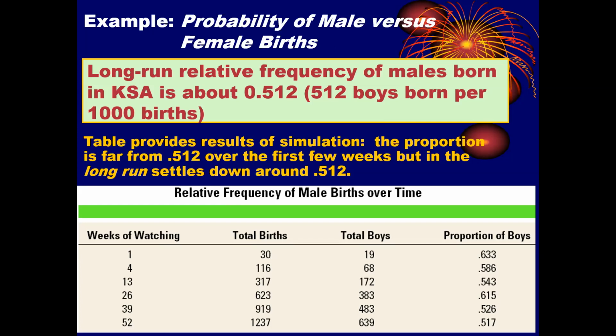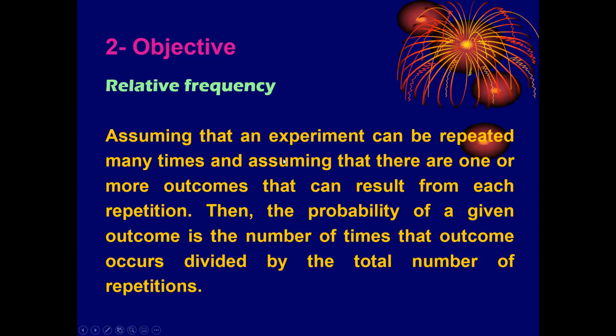Now, assuming that an experiment can be repeated many times, and assuming that there are one or more outcomes that can result from each repetition, then the probability of a given outcome is the number of times that outcome occurs divided by the number of repetitions. The probability is a ratio of the number of outcomes favorable to the experiment to the number of times the experiment is performed. It means the probability of success is the ratio of the number of successes divided by the number of trials. That's what we're talking about.